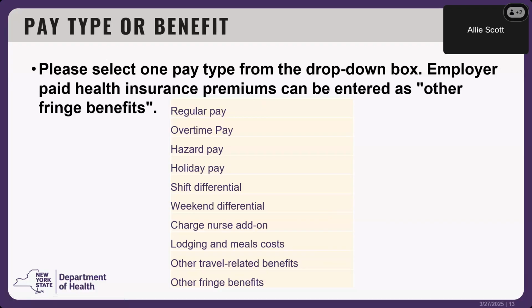There may be instances where some of your workers may have overtime pay or hazard pay, weekend differential. They have their own lodging and meal costs or other benefits. Those need to be included on separate lines for those workers. But again, it's aggregated, right? So if you have, for instance, 2 people doing overtime pay and they're both doctors at the same hospital, then enter the aggregate of the overtime pay for those workers.